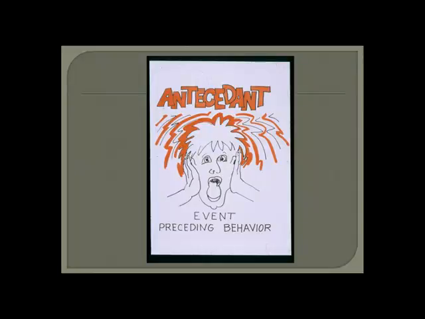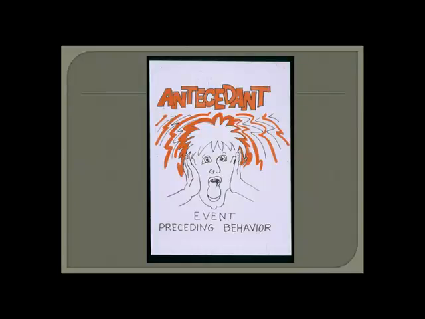So the antecedent is, as I said, the event preceding the behavior. The antecedent is the most important part of addressing any kind of a behavioral plan or changing any kind of behavior. First, we have to really understand what that antecedent is, and then we need to see how we can address the antecedent. Now, that in and of itself is a shift from other typical behavior plans.